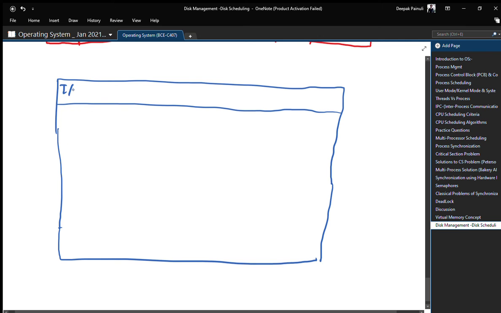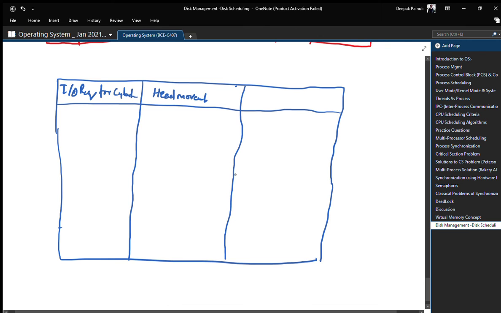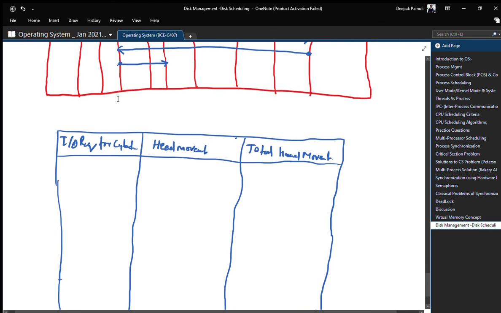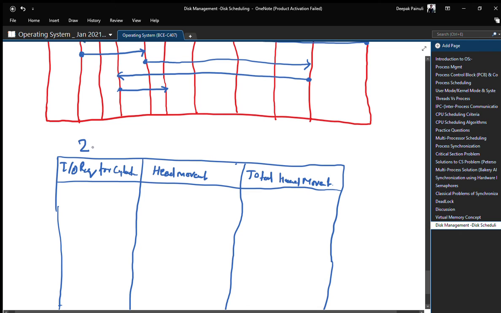So first is the IO request for cylinder, for which cylinder the request came. We will write it here, head, then we will calculate head movement, and total head movement. Okay, so initially we know that head is at 23.